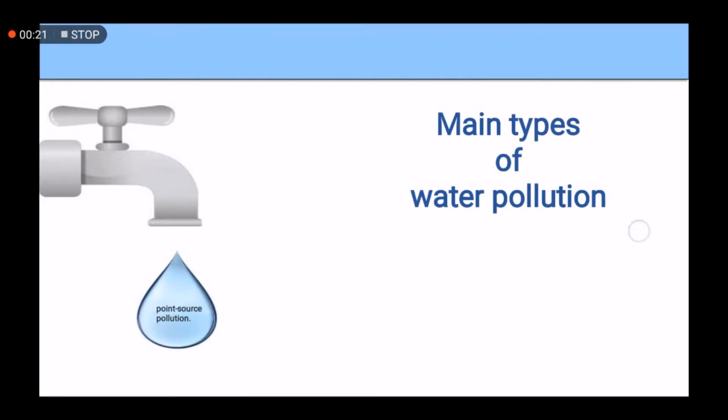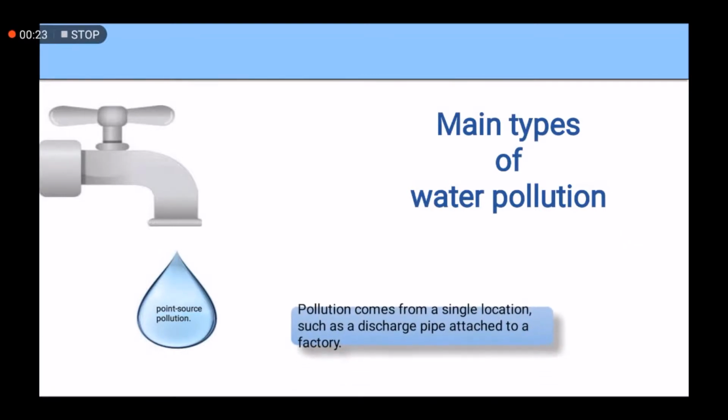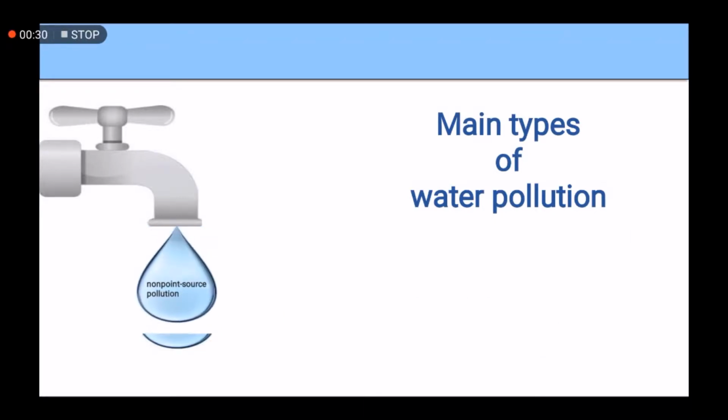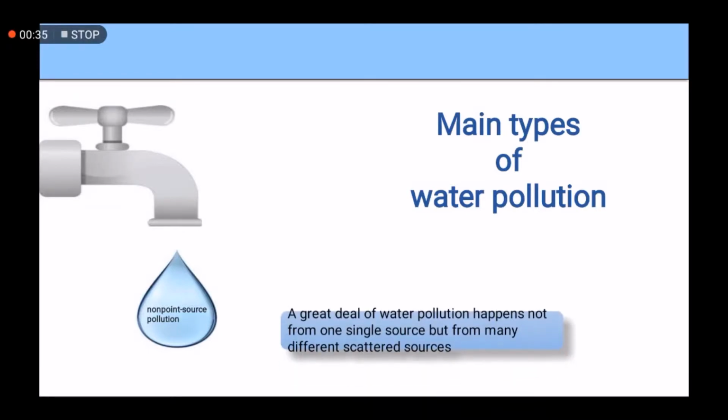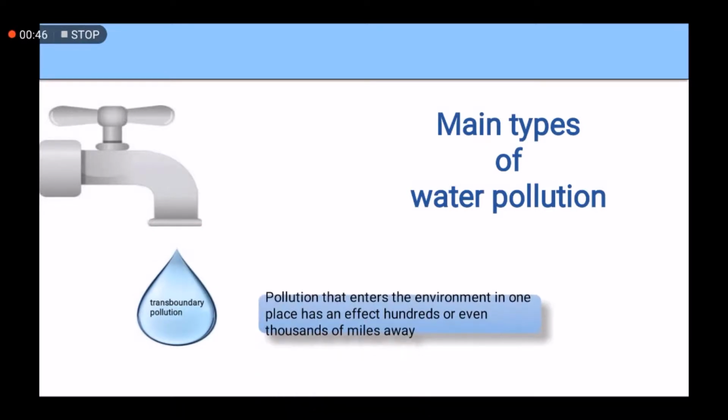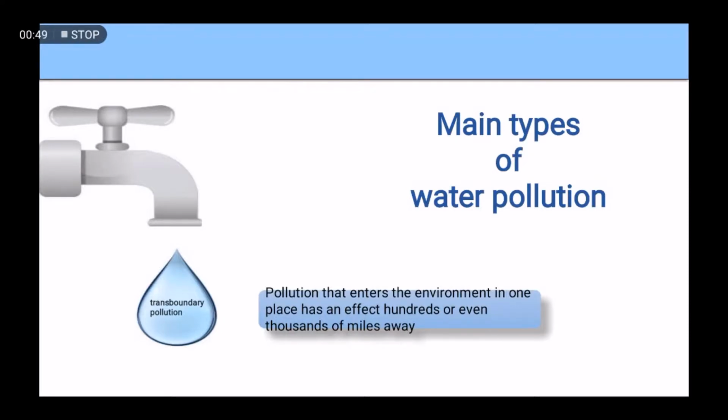Point source pollution. Pollution comes from a single location, such as a discharge pipe attached to a factory. Non-point source pollution. A great deal of water pollution happens not from one single source but from many different scattered sources. Transboundary pollution. Pollution that enters the environment in one place has an effect hundreds or even thousands of miles away.